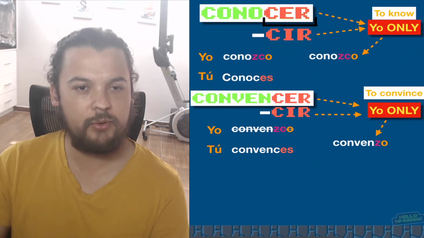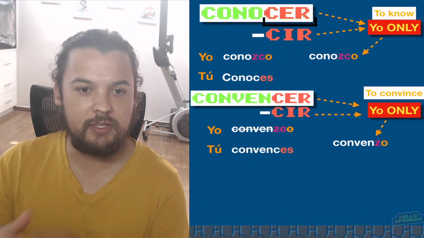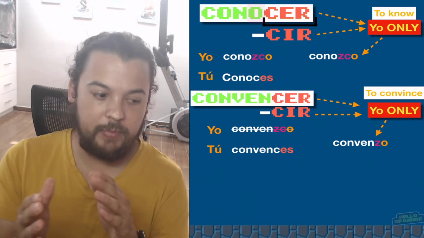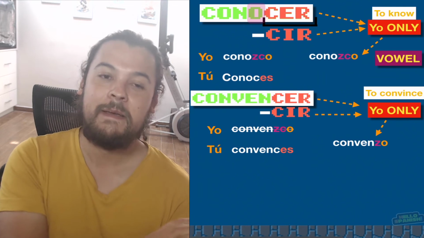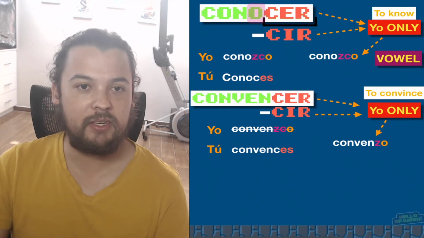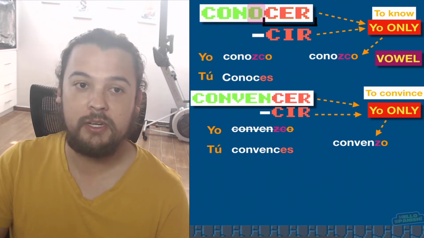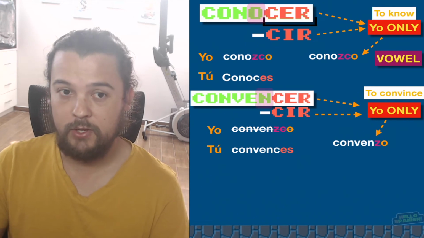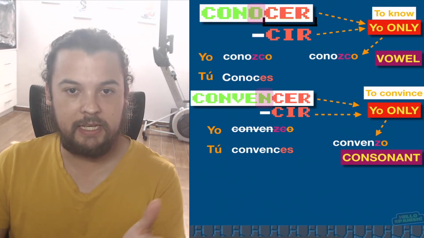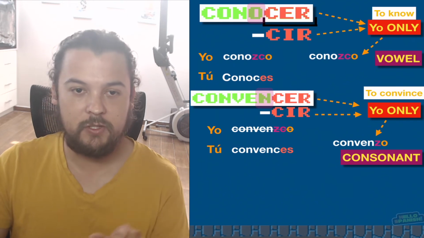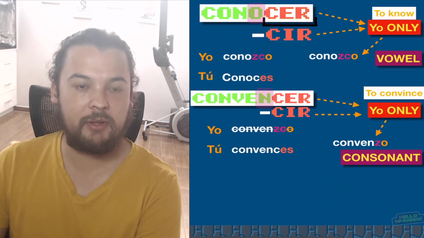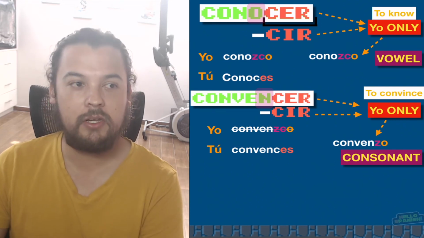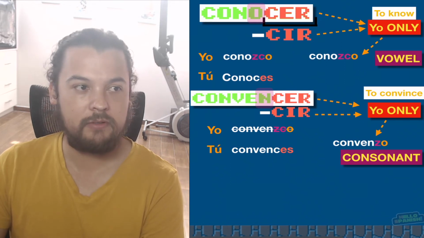So how do you differentiate these two verbs? Because it's the same exact ending. Well, you have to focus on the letter behind the ending. If you have a vowel, it's going to be a Z plus a C. So conozco. So you have to focus on whether what you have behind is a vowel or a consonant. If you have a vowel, ZCO, but if you have a consonant, just a Z. In Mexican Spanish, the Z is pronounced like an S. So it's just convenzo. There's no pronunciation like in Spain, like convenzo or something like that.